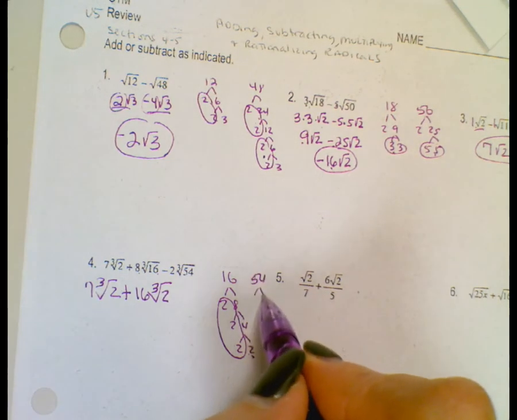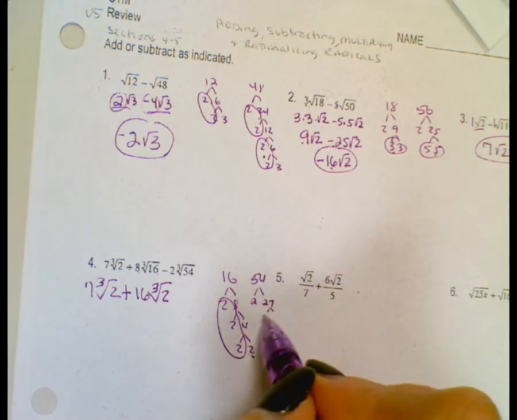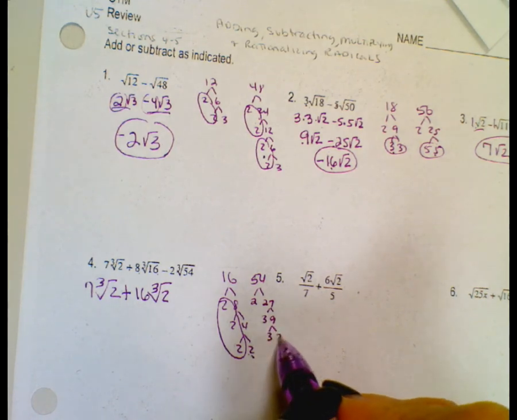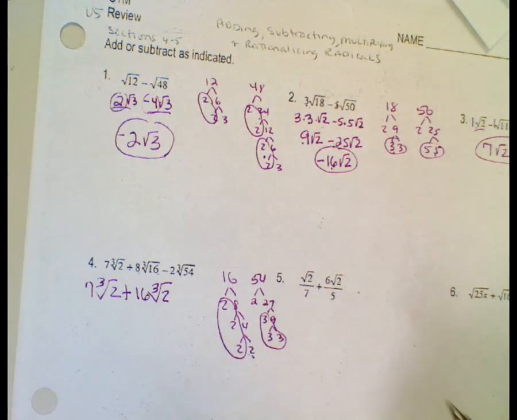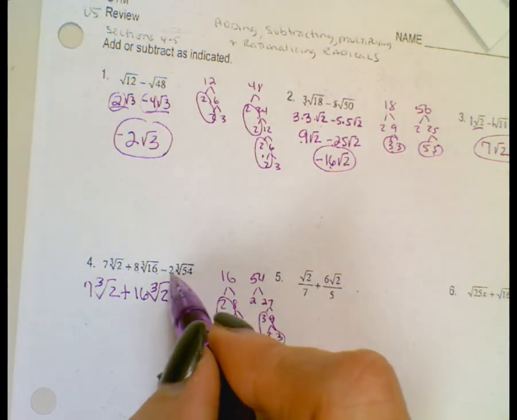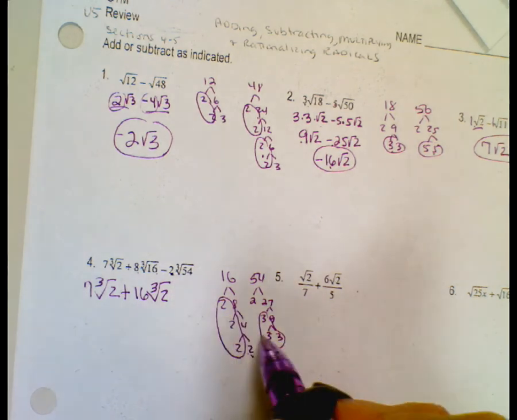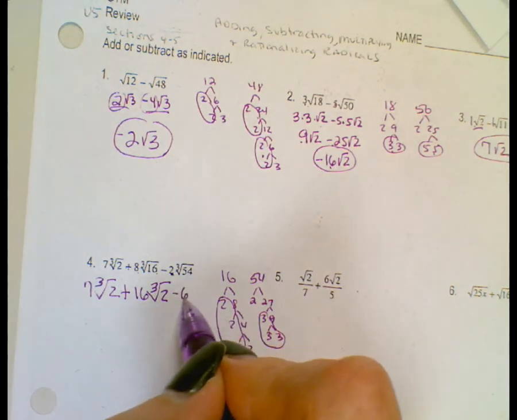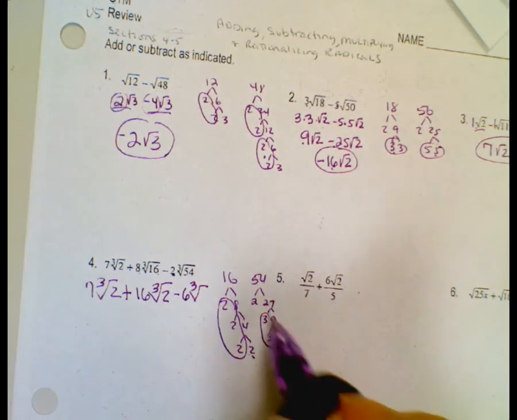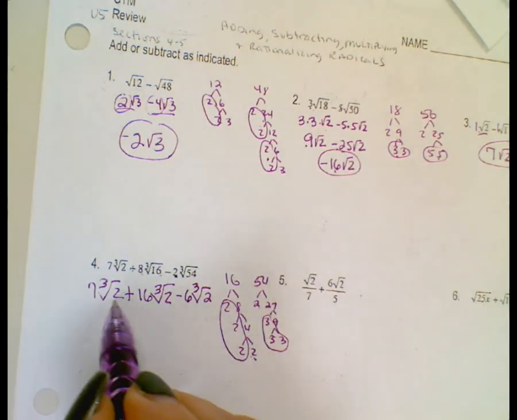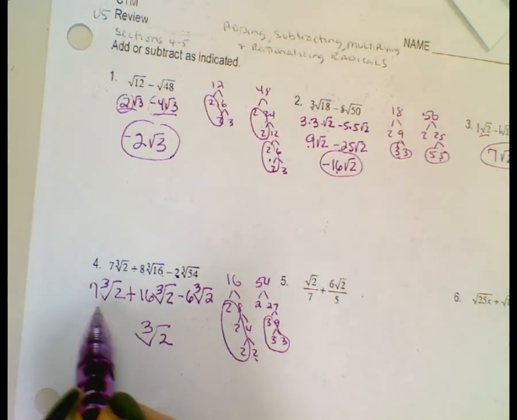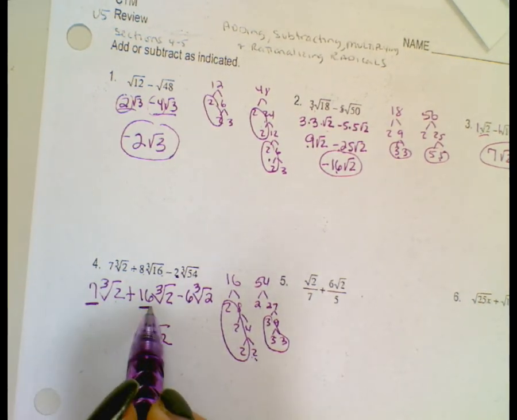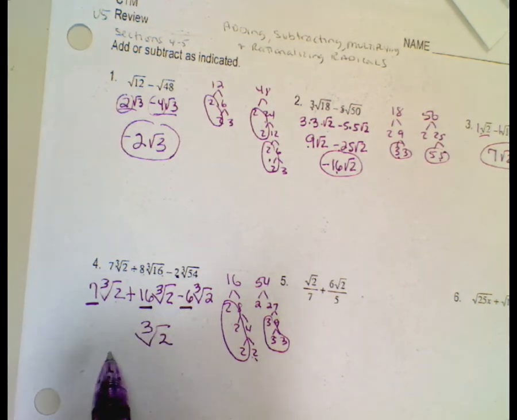And then 54 is 2 and 27, 3 and 9, 3 and 3. So in these, notice there's 3 3's. So that 3 is going to come out with the 2 that's already out here. So it's 2 times this 3, which is negative 6 cube root of 2. So notice they're all cube roots of 2. So your answer is something cube root of 2. Add 7 and 16, which is, what, 23? Minus 6 is 17.